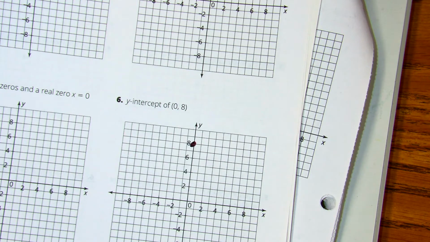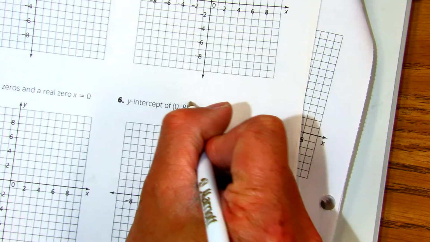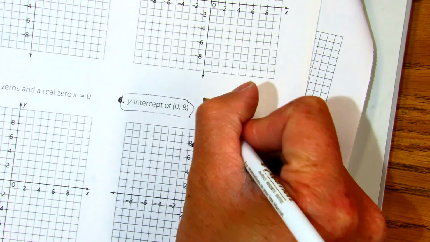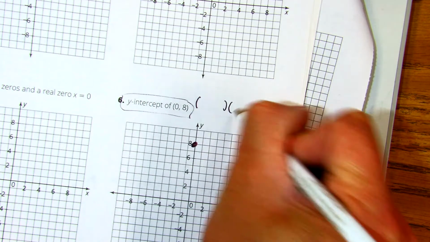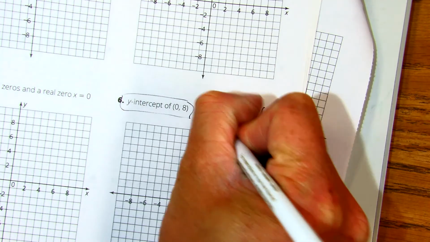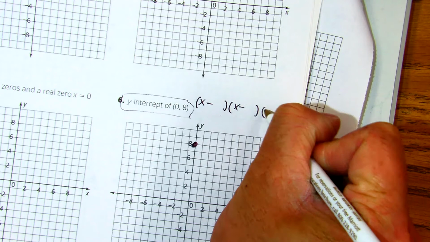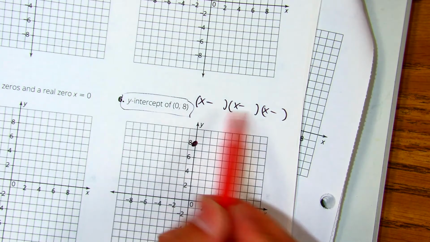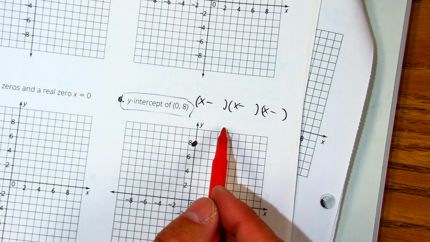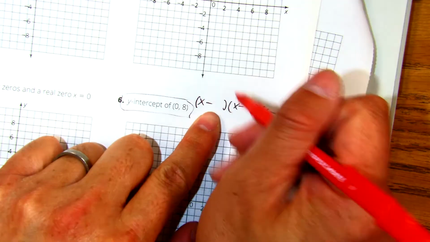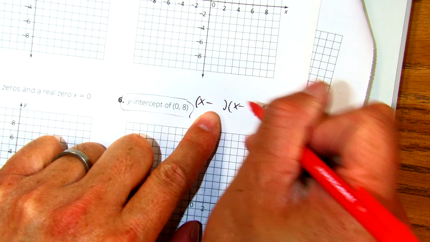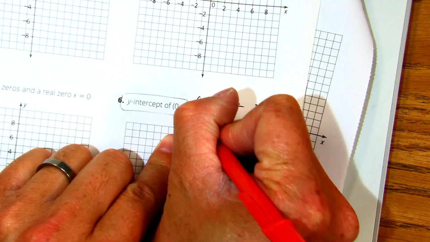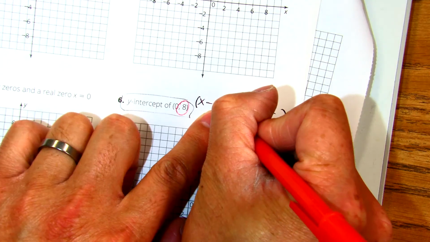Now, what the y-intercept means is, when I build the binomials, this is the generic formula for building a function. The numbers in red that I'm about to write have to equal positive 8. So you might have something like this.